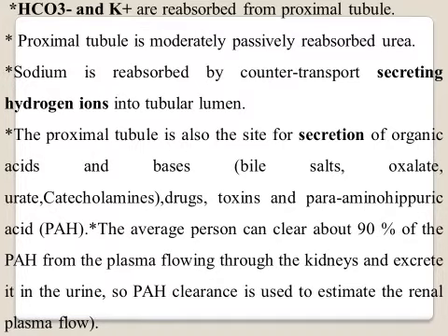The proximal tubule is also the site for secretion of other substances, namely organic acids and bases, for example bile salt, oxalate, urate, catecholamine, in addition to drugs, toxins and para-aminohippuric acid. The average person can clear about 90% of the para-aminohippuric acid from the plasma flowing through the kidney and excrete it in the urine. So para-aminohippuric acid clearance is used to estimate the renal plasma flow. Because 90% of this substance is cleared, or filtered, as it passes through the kidney and excreted to the urine, this substance is used for estimation of the renal plasma flow.